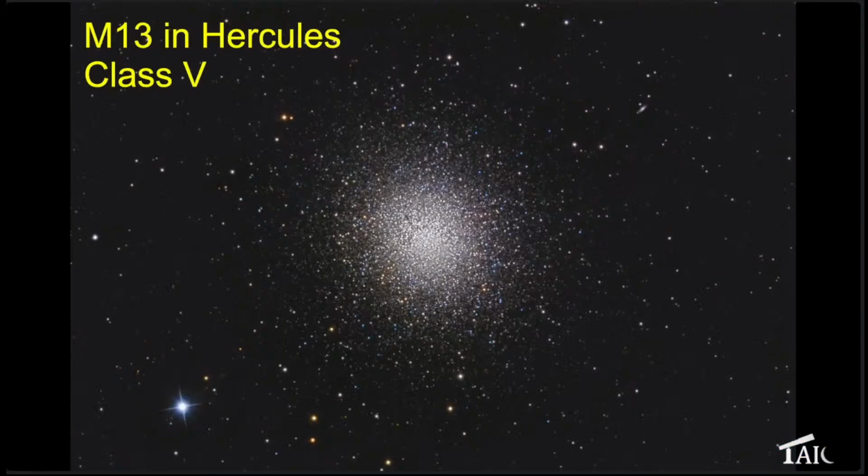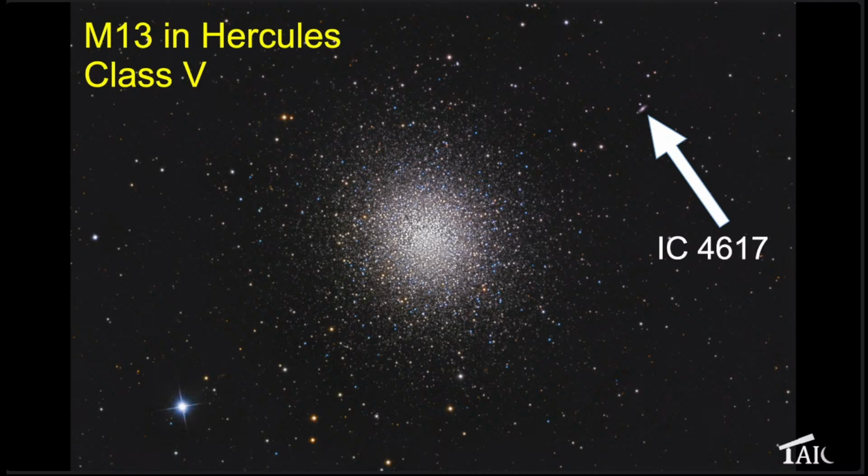Here's back to M13 in Hercules. The hawk-eyed among you may have noticed this galaxy, which is IC 4617. So this can give an image an incredible depth of field. M13 lies at a distance of 25,000 light years. IC 4617 is lying at a distance of 550 million light years in the background.